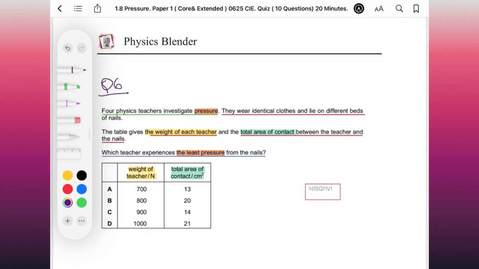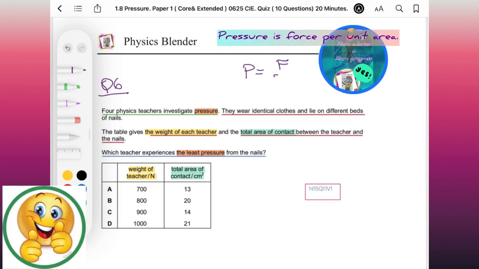Question 6. We have here 4 teachers. We have the weight of each teacher, the total area of contact, and the question is which teacher experiences the least pressure. The total area of contact between teachers and nails and the weight of each teacher is given, so you have to apply direct substitution in the pressure equation. Pressure is equal to force divided by area. Here the two factors are changing, so you have to calculate each case.